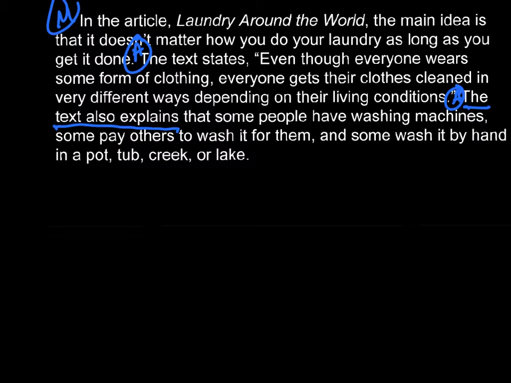So I said the text also explains that some people have washing machines, some pay others to wash it for them, and some wash it by hand in a pot, tub, creek, or lake. So I included all the information from the article, but this time I wanted to make it more my own words, but still a fact from the text. And there's my second A.